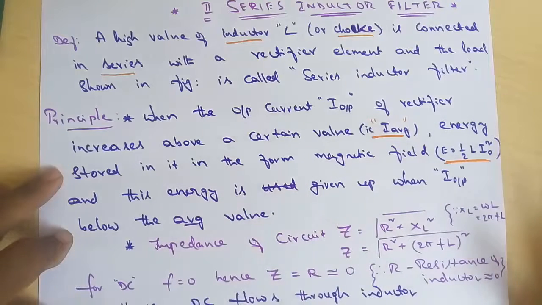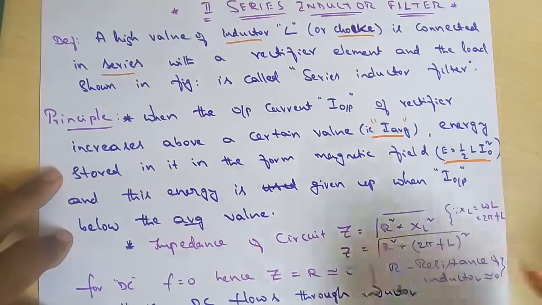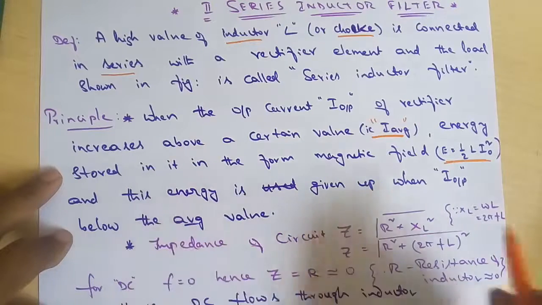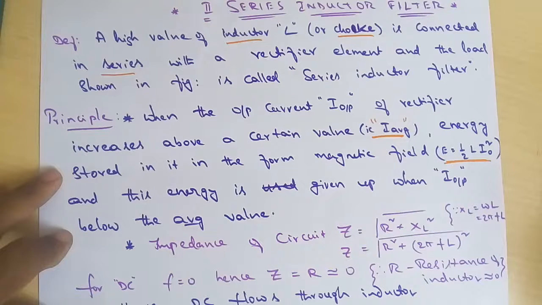If above the average value, it stores. If below the average value, it gives. So in this manner what happens? It is always maintaining a sustained current at its output. That means a stable output current at its output.